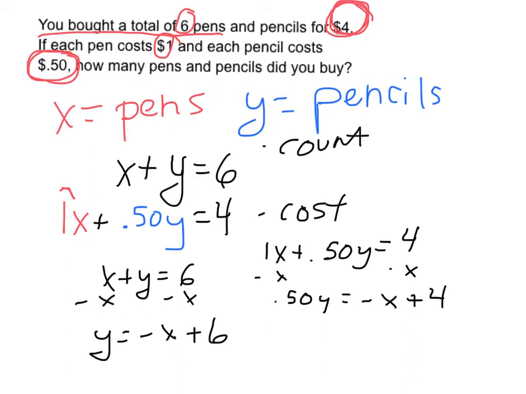So far, so good. How do I get rid of a 50 cent y? This is technically a half, so I'm going to multiply everything by 2. In order to get rid of the half, if I multiply by 2, that'll get rid of it. So I'm left with y equals negative 2x plus 8, because 2 times negative x is negative 2x, and 2 times 4 gives me 8. So there are my two equations: negative x plus 6 and negative 2x plus 8. Let's move on to the next step, and we're going to graph.